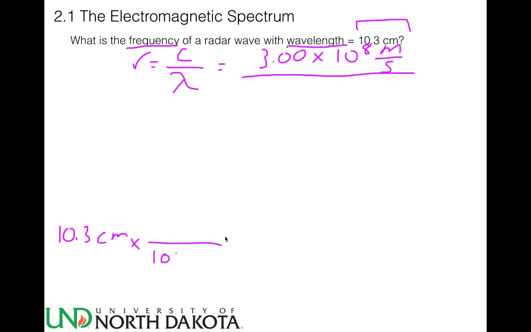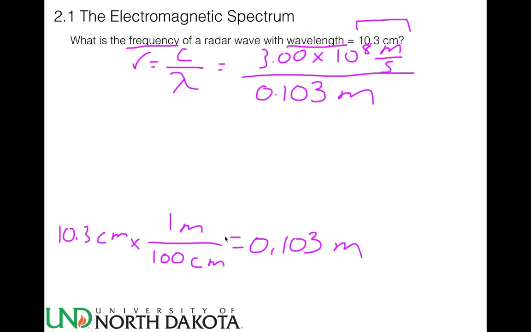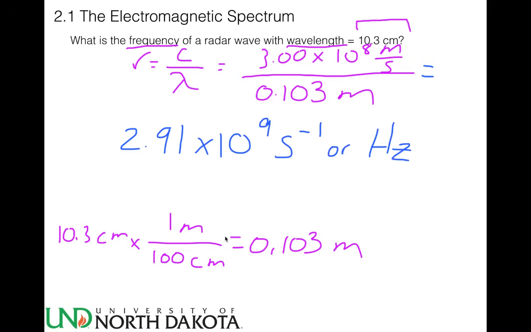So we know that there are 100 centimeters in 1 meter, and so we can say that 10.3 centimeters is equivalent to 0.103 meters. And so we'll divide our speed of light in meters per second by 0.103 meters, and we would get the answer of 2.91 times 10 to the 9th inverse seconds, or hertz. So we had to cancel out meters, which is why we needed to make sure that our units of wavelength were in meters.